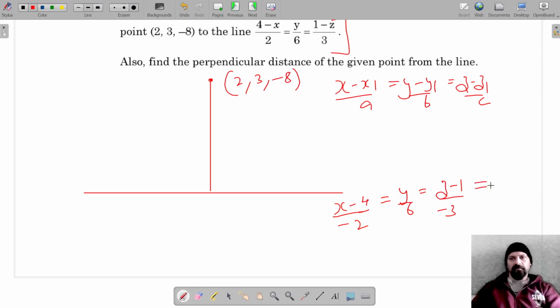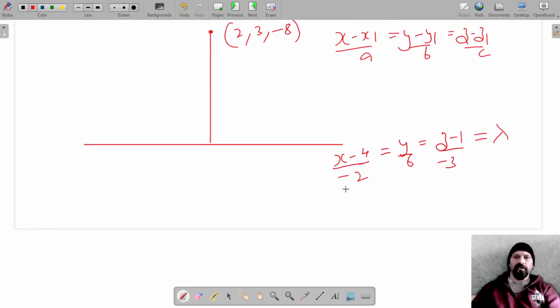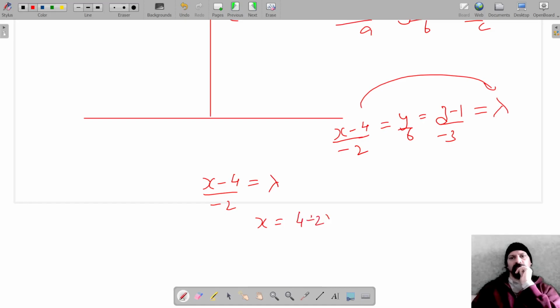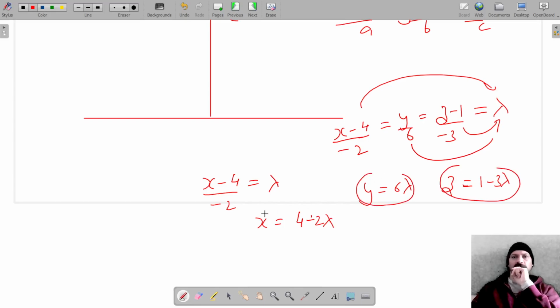Okay, now let's say this is equal to lambda. So let's equate all of these to lambda and get the values of x, y, and z. So (x minus 4) by -2 is equal to lambda gives x is equal to 4 minus 2 lambda. Similarly, if I equate this to lambda, that gives me y is equal to 6 lambda. And this gives me z is equal to 1 minus 3 lambda. So we have the values of x, y, and z.